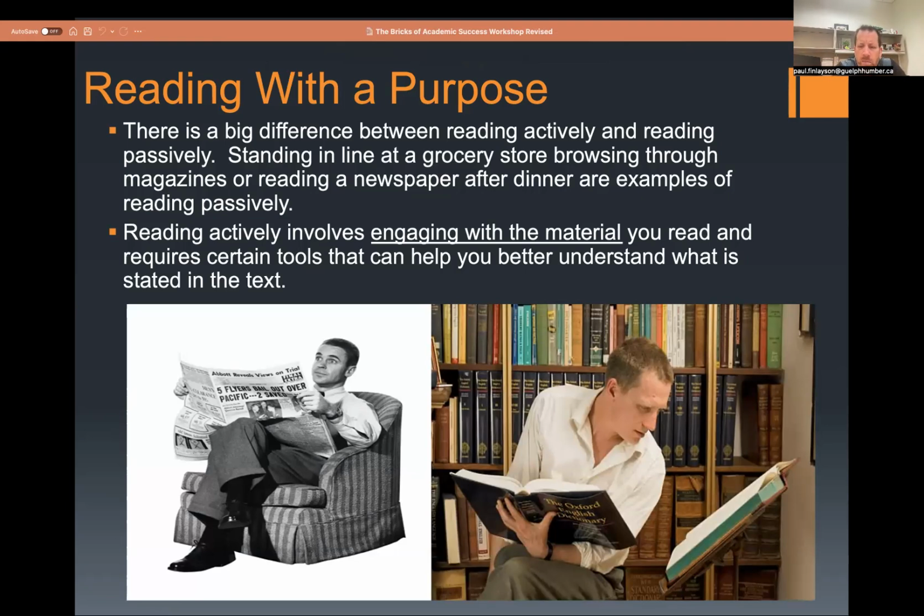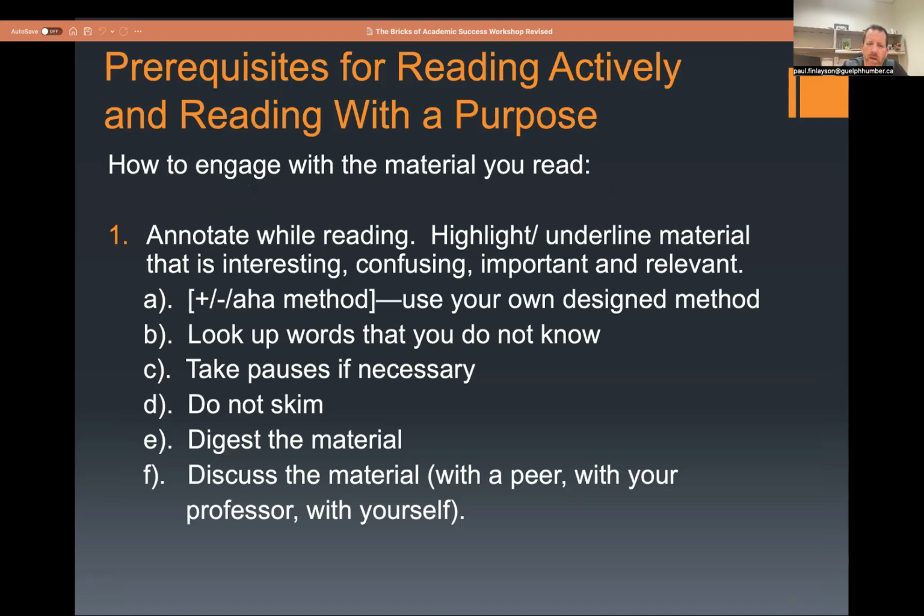So active reading means engaging with the material. Which guy, this is a very old photo, which guy is more into it right now? You can obviously see the guy on the right. He's sitting straight, he's sitting on a stool, he's got source materials, it looks pretty deep. The other guy's just going over a newspaper. Nobody reads newspapers anymore, but anyways.